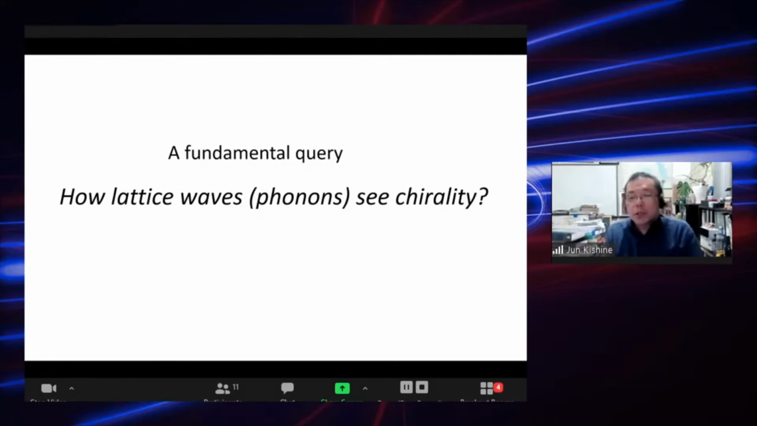Okay, so the fundamental query is how lattice waves see chirality. In words, the problem of chirality touches all fields of condensed matter, including electrons, spins, lattice waves, and everything. So in that sense, how chirality affects the physical degrees of freedom is of big interest for us. In this respect, the phonon problem is also quite interesting for us. So today I will raise a fundamental query: how lattice waves, or phonons, see chirality.